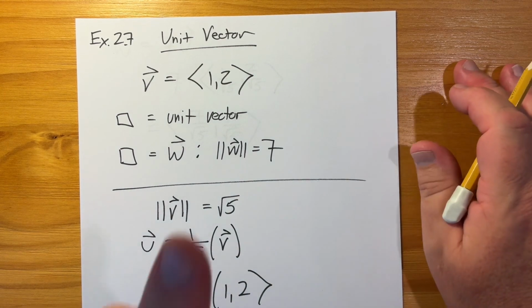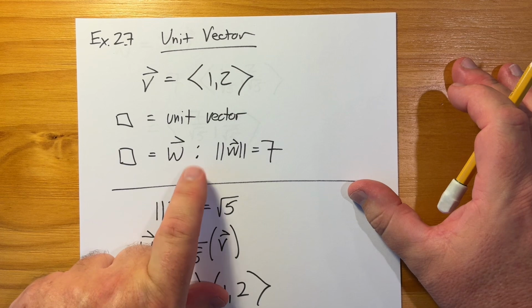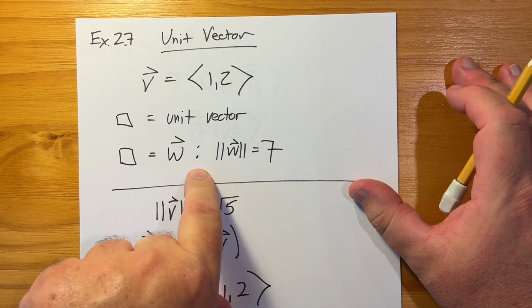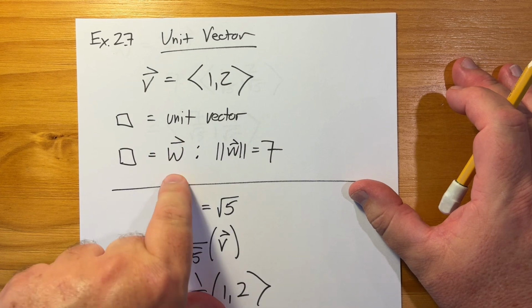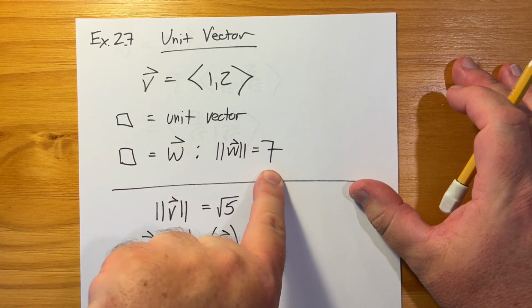And then we want to make a vector W such that, by the way, the colon, you read that as "such that" in math. That's for you math nerds. So I want to make a vector W such that the magnitude of this new vector is 7.